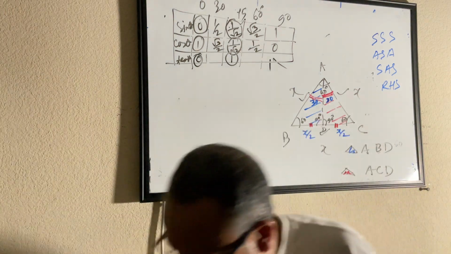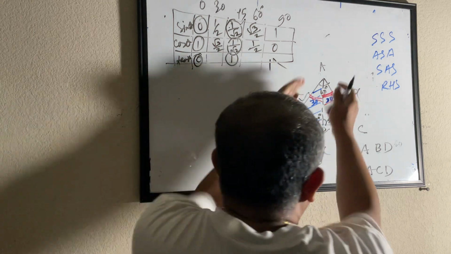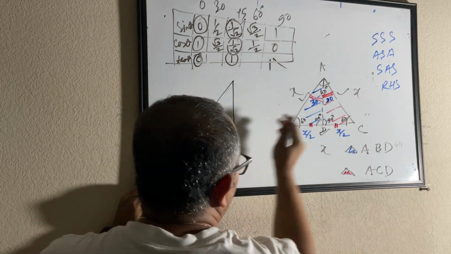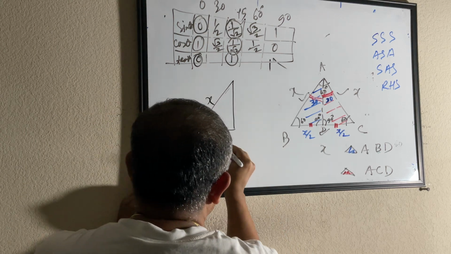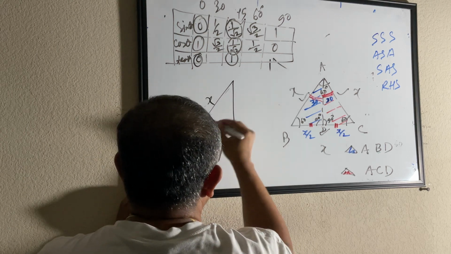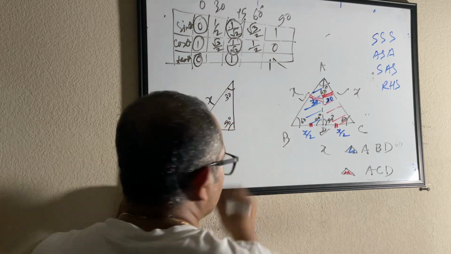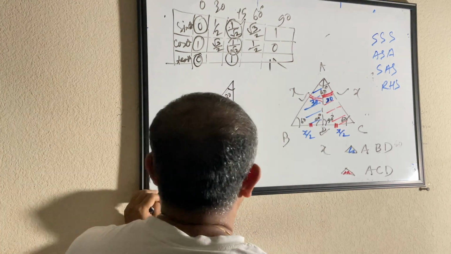Yes? Okay. Now take a copy of this triangle, okay? Look at this triangle. I am taking a copy of one of the right angle triangles. So this is x by 2. This angle is 60 degrees, this angle is 30 degrees, and this is 90 degrees. Okay? What is the length of this side? We have not figured it out.